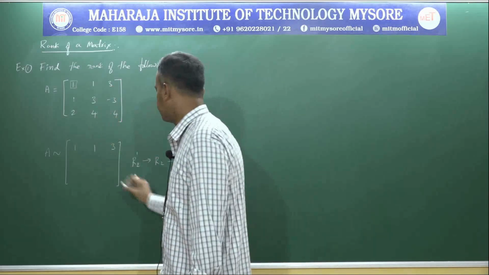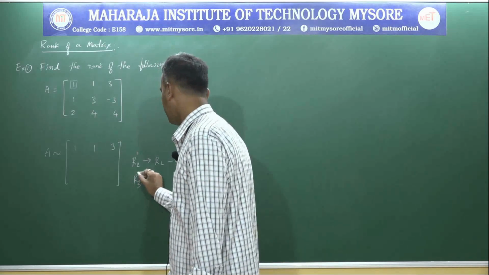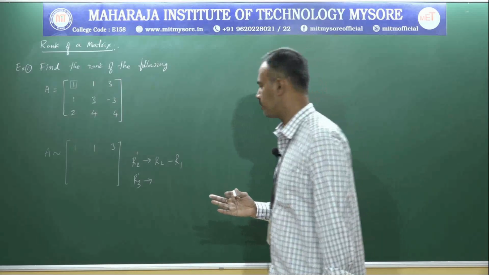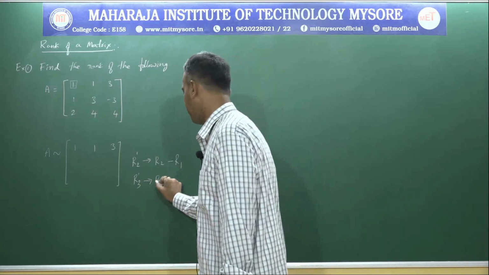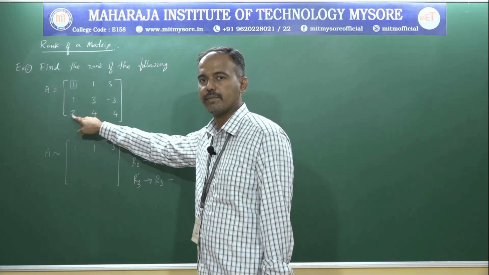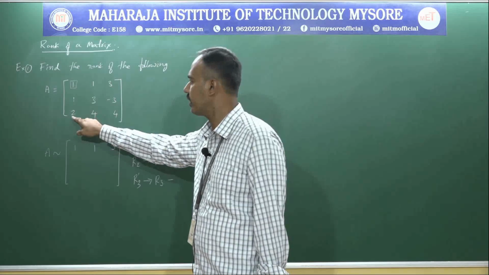Now the next row operation: R3 dash changes to R3 minus some multiple of R1. Here the element is 2, so how do we make the element 2 into 0?